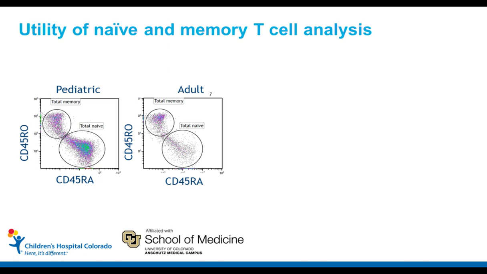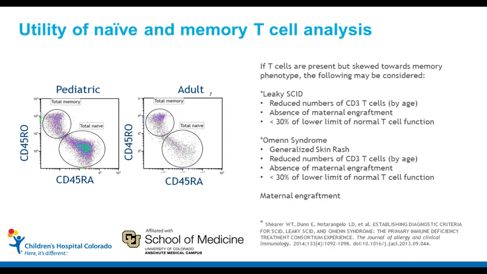In a newborn baby, we expect naive T cells to be close to 90%. So when we analyze naive and memory T cells in a newborn baby, and if we find that the phenotype is skewed towards memory, the following conditions can be considered. Leaky SCID, where there may be a few T cells in the periphery, but because there are only a few T cells, they may undergo what is called homeostatic proliferation, and they may respond to self-antigens. So they increase in number, develop a memory phenotype, and they may actually react against self-antigens.